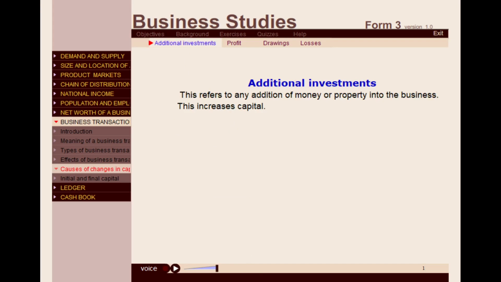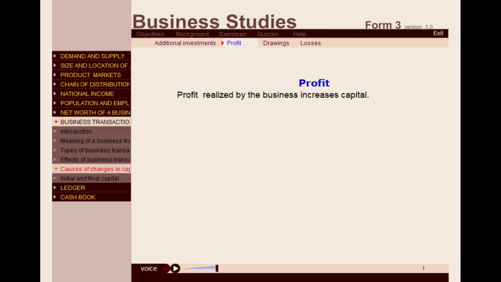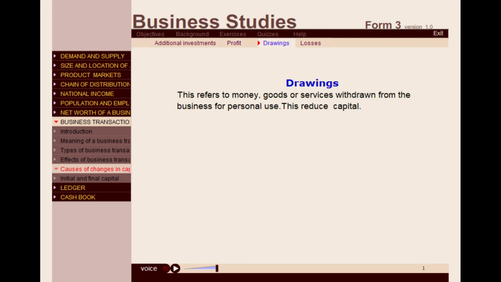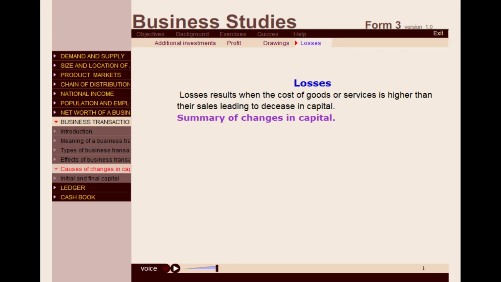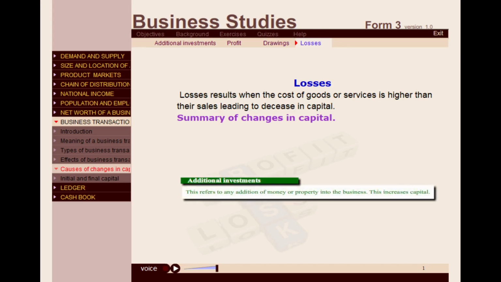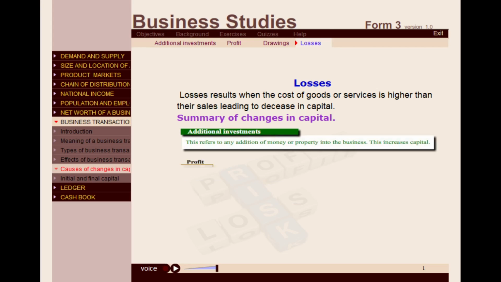Additional investments. This refers to any addition of money or property into the business. This increases capital. Profit. Profit realized by the business increases capital. Drawings. This refers to money, goods or services withdrawn from the business for personal use. This reduces capital. Losses. Losses result when the cost of goods or services is higher than their sales, leading to decrease in capital.